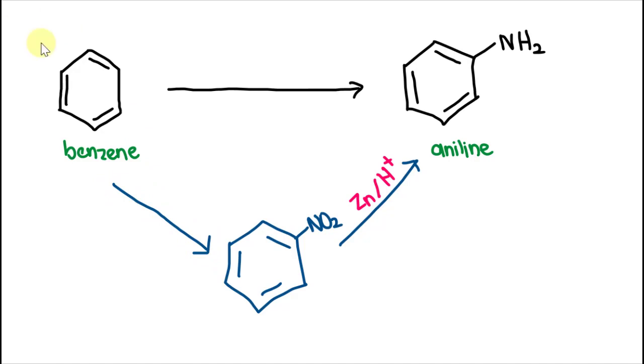We have nitration of benzene where here we use the nitric acid HNO3 in H2SO4, with sulfuric acid as acid catalyst, at condition 50 to 55 degrees Celsius. So nitration of benzene will produce nitrobenzene and then reduction of nitrobenzene will produce an aniline.